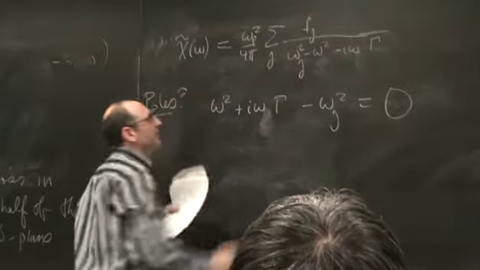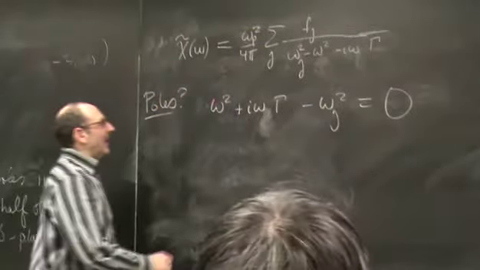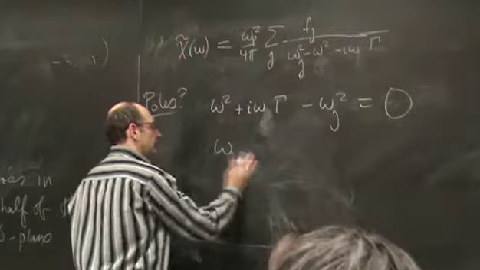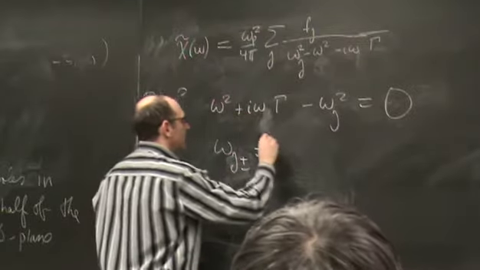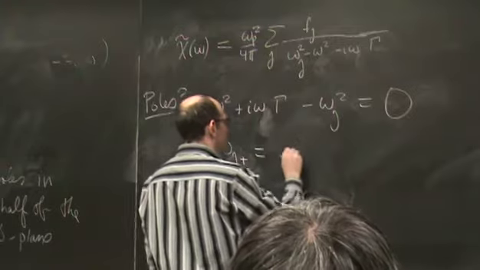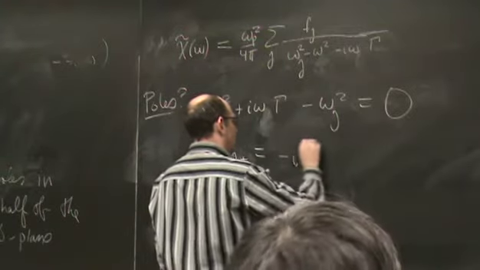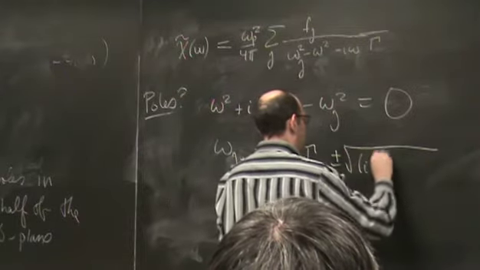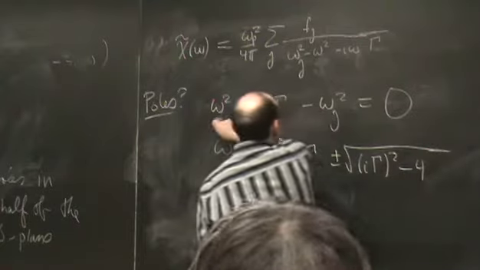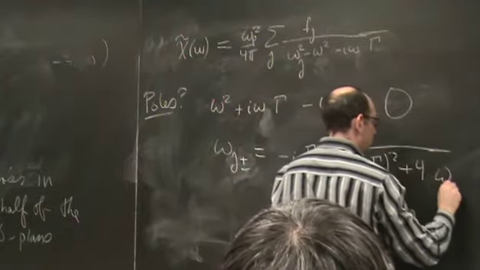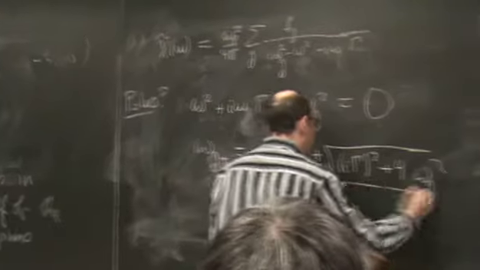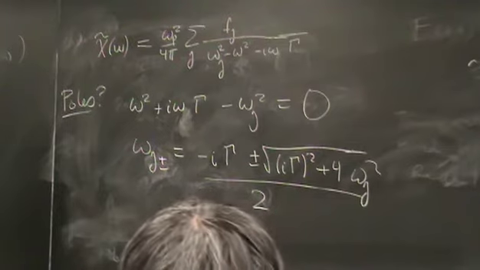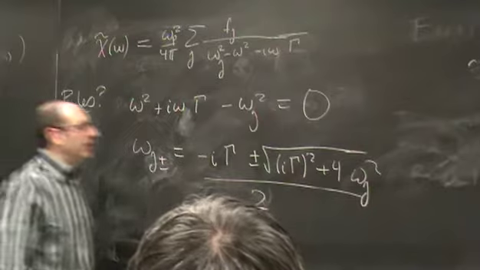Now it looks like a quadratic formula. So the roots of this, there are plus and minus roots: minus b plus or minus the square root of b squared minus 4 times a times c, over 2a. We're solving for omega, the roots of that formula. Okay? So here are the roots.